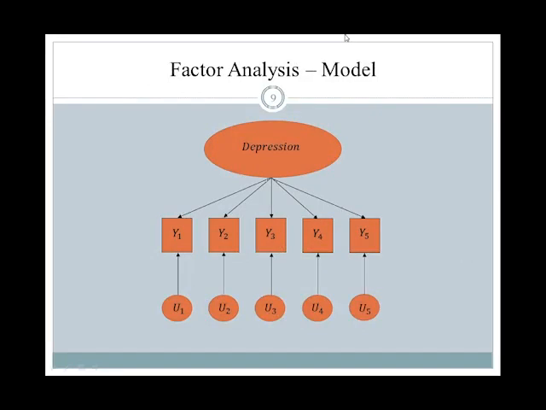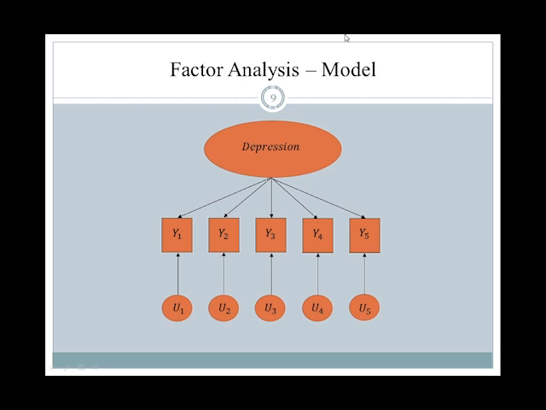So returning to this diagram, these y squares are our observed variables, so our 5 items. And we see that every single item has 2 different causes. There are 2 arrows going into each square. And this latent variable is called a common factor because it's what these items have in common with one another.